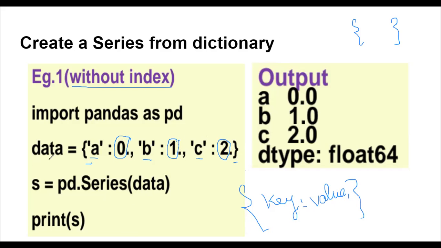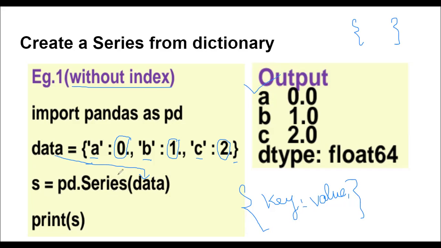Now, through the dictionary, we are creating a series. So where is my dictionary stored now? It is stored in data. So that you have to pass inside the Series method. So s is equal to pd.Series(data). When you give print(s), you get the output like this.